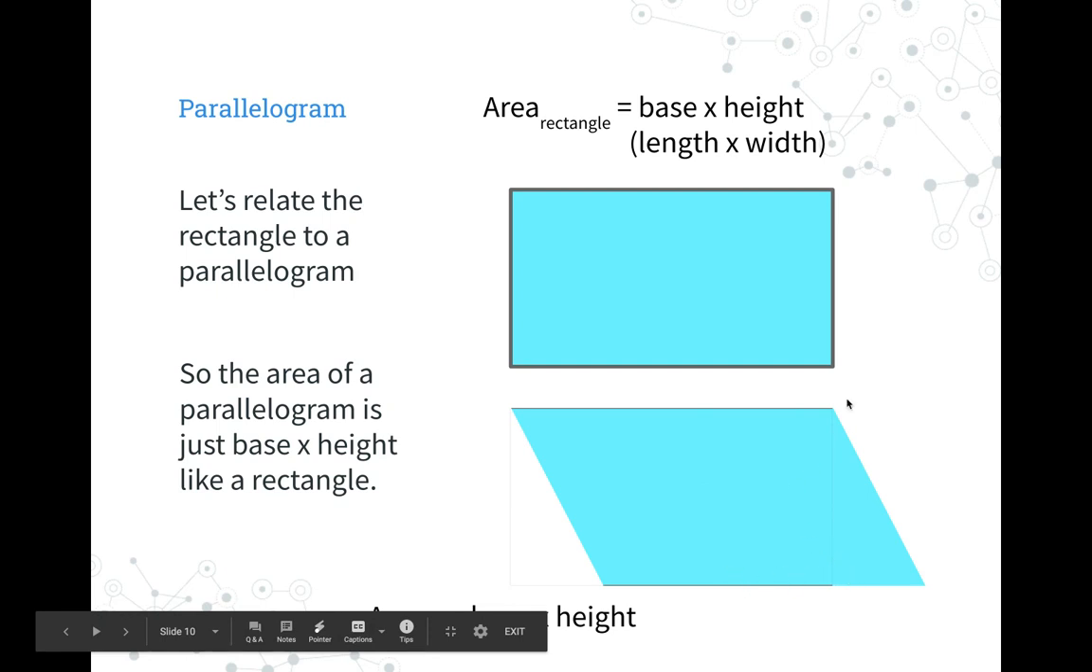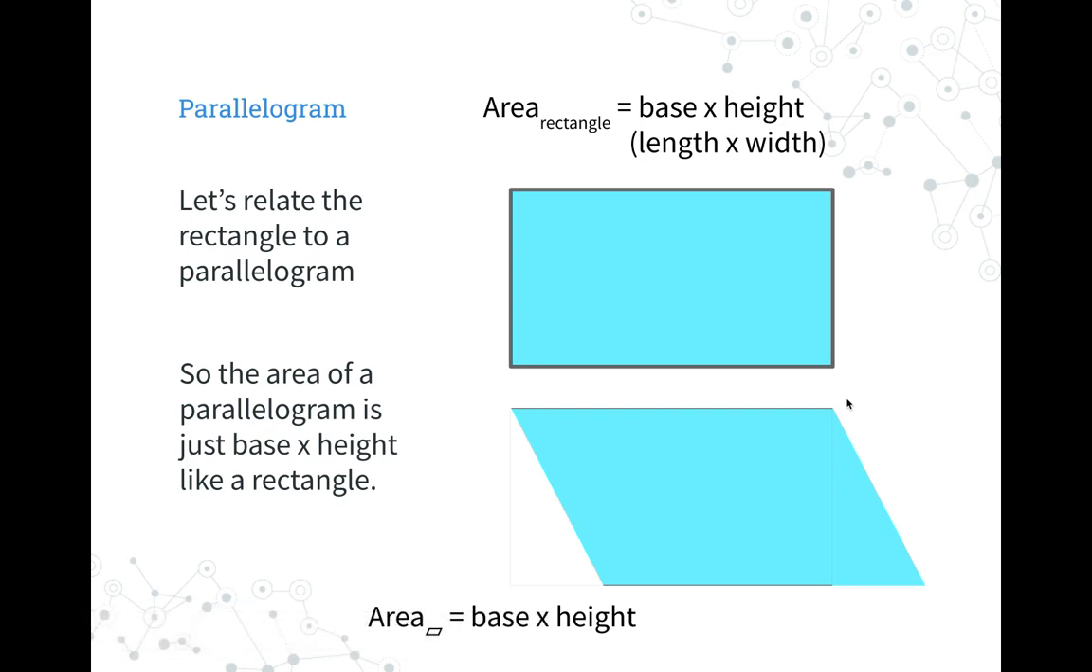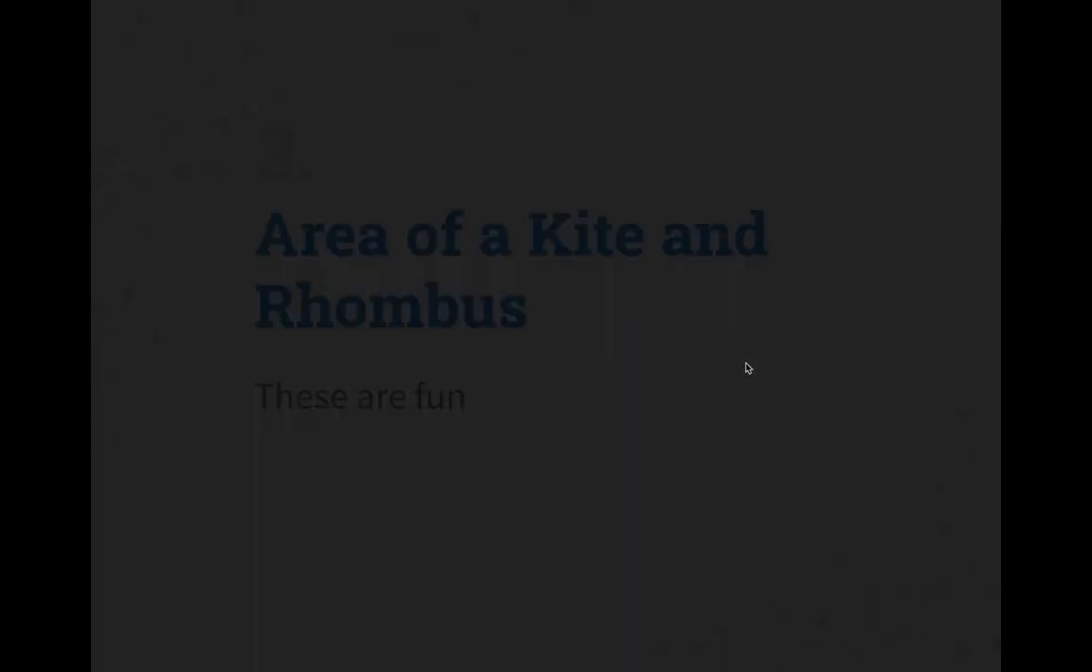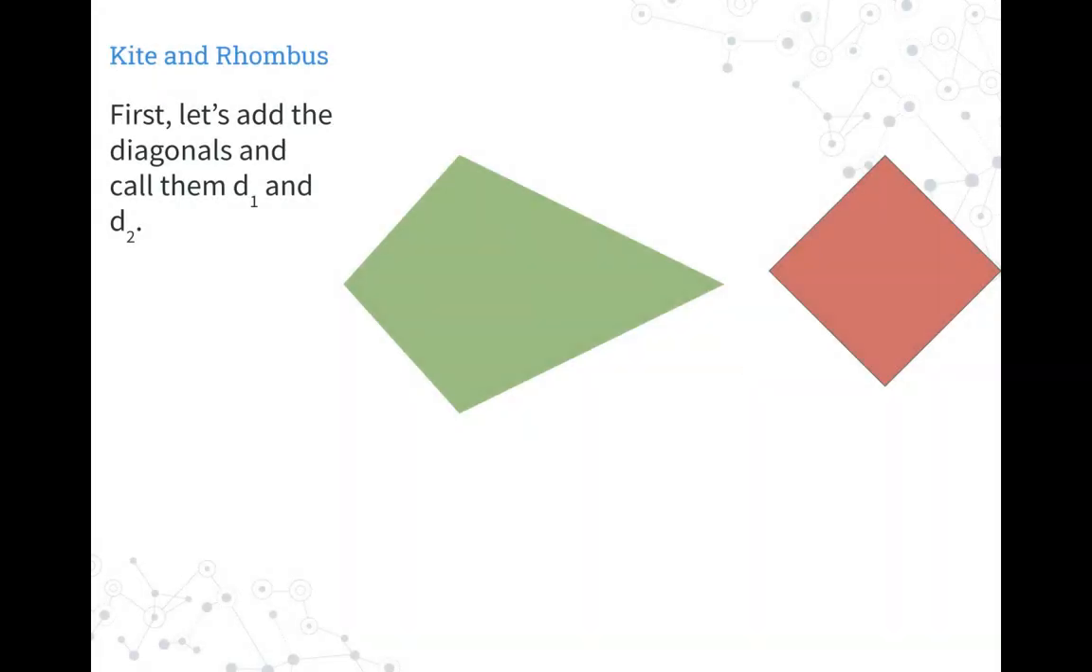Okay. So area of a parallelogram is the same formula as area of a rectangle, base times height. So now let's go to the area of a kite and a rhombus, and these are really fun. So here I have a kite and a rhombus, and the first thing I want to do is add the two diagonals inside of both of these shapes.